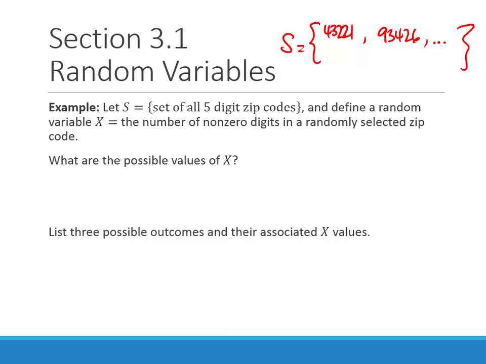So I want to look at the number of digits out of 5 that are not equal to 0. I could have 0 up through 5. Those two that I listed there don't have any zeros in there, so they would be 0. I could also have all 5 of those numbers be 0. I don't know if that's a valid zip code, but for the purpose of this example, we'll pretend that it is. So x could equal 0, 1, 2, 3, 4, or 5.